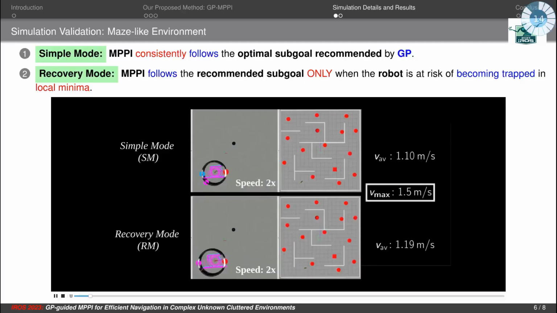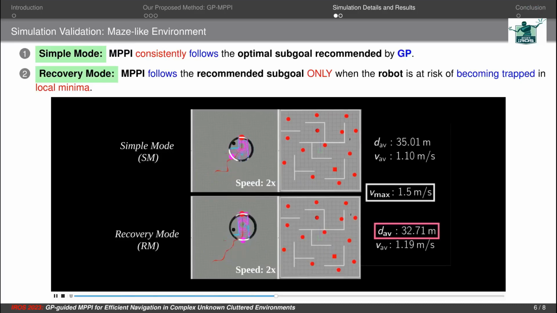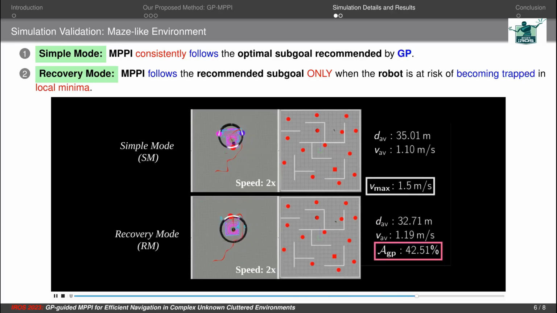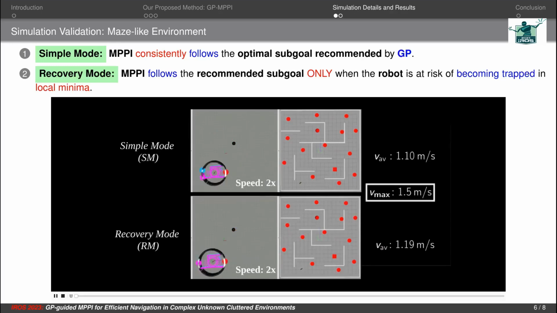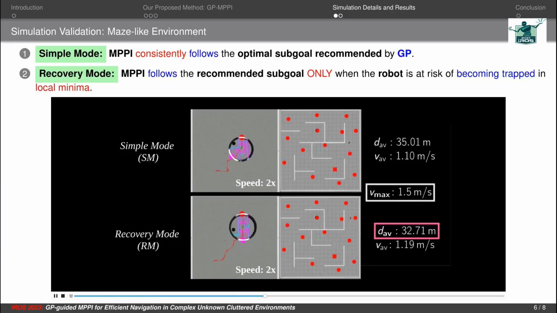In this work, we introduced two operating modes for the GP-MPPI algorithm called the simple and recovery modes. In the simple mode, MPPI always follows the optimal sub-goal recommended by GP. In contrast, in the recovery mode, MPPI follows the recommended sub-goal only when the robot is at risk of being trapped in local minima. In this video, we present the simulation results of our proposed control strategy in a maze-like environment considering the two operating modes.